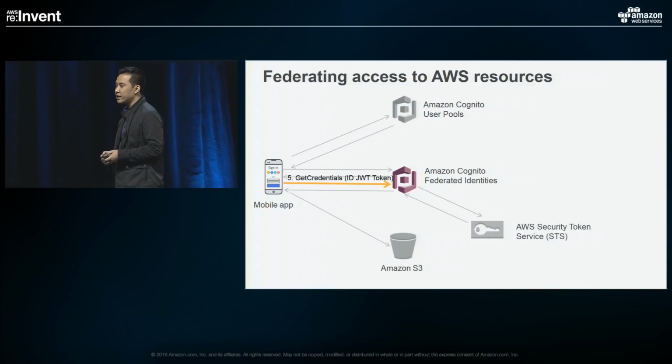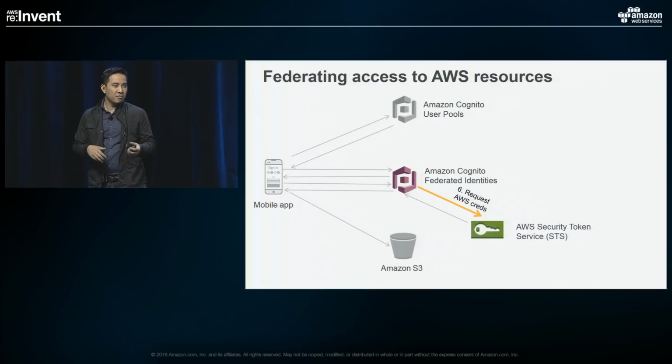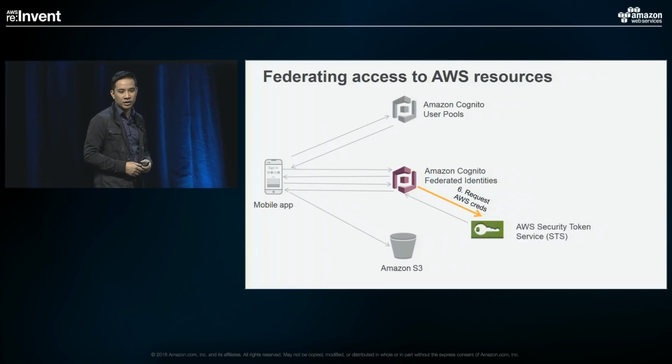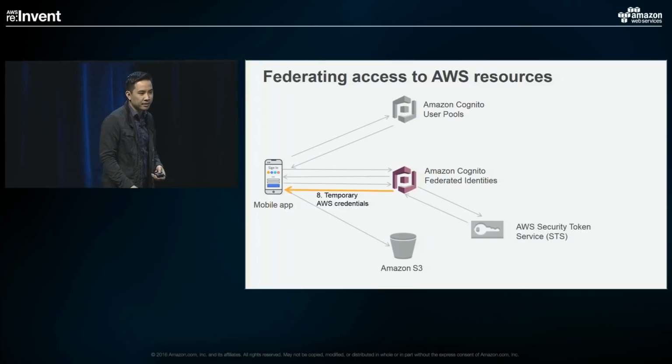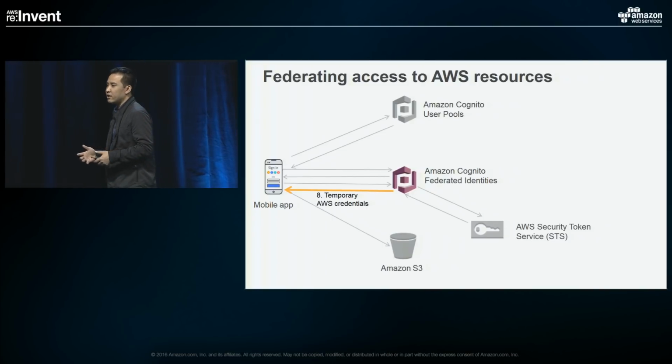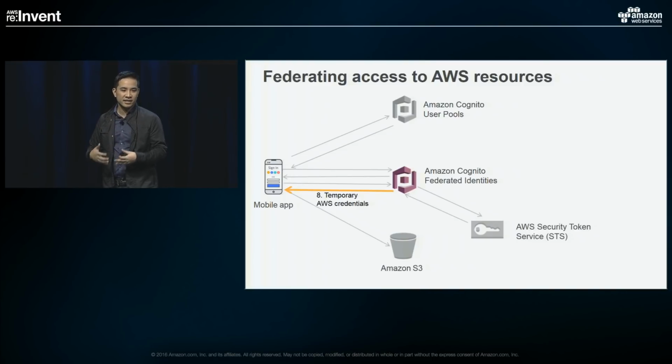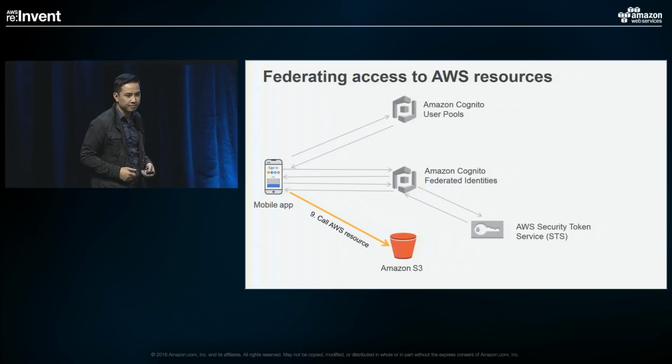Behind the scenes, Cognito Federated Identities will then make a call, assume an IAM role using AWS Security Token Service, which then returns back temporary AWS credentials, and then it hands those credentials back to the mobile app. Those temporary AWS credentials consist of an access key, a secret key, and a session token. And we'll take a closer look at that. So that's great. Now our mobile app has AWS credentials. It can now use the standard SDKs to interact with any AWS service, such as S3.